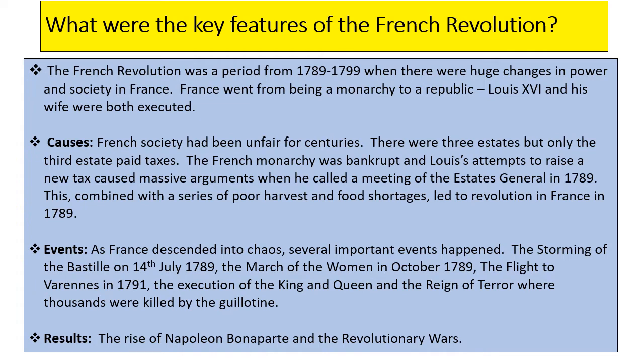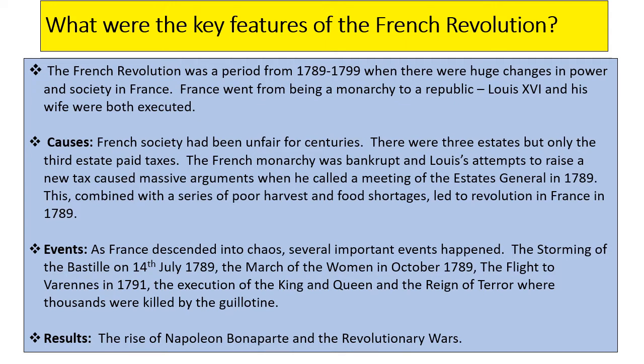So as you can see, the French Revolution, what was it? It was a period in history for about 10 years, 1789 to 1799, where France saw huge political changes and changes to society as well. So France went from being a monarchy to a republic. Now, France had been a monarchy for hundreds and hundreds of years, and in 1793, that came to an end when Louis XVI, the King of France, was executed. So France becomes a republic, that is a country that does not have a king or queen.